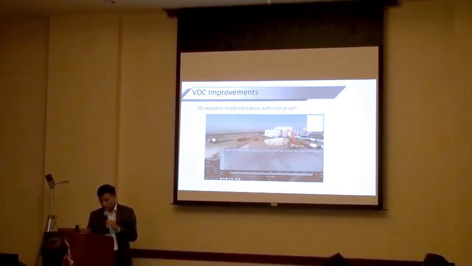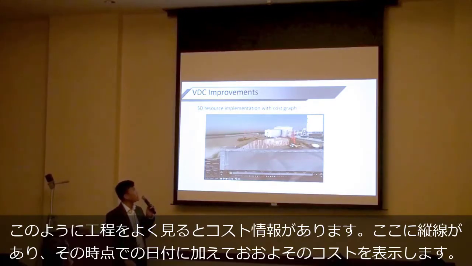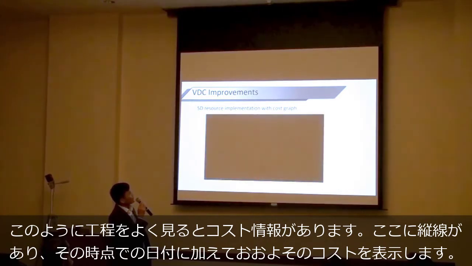Let's play this a little bit. You can see now if you scrub that, the timeline will actually show the cost. You can see the vertical lines here that tell you what dates, and that's your cost more or less right there.